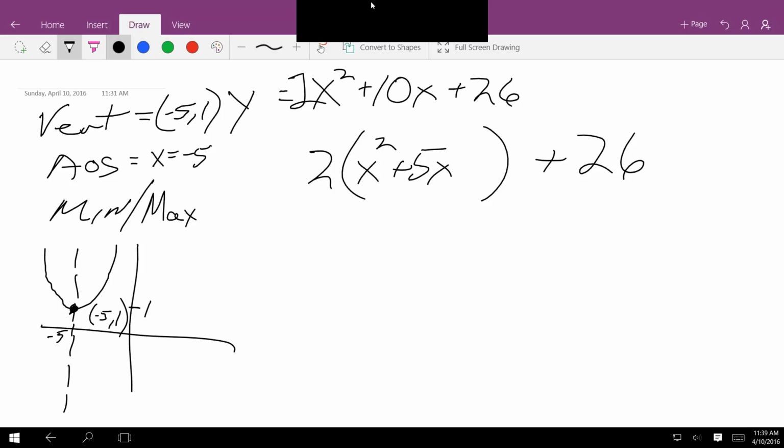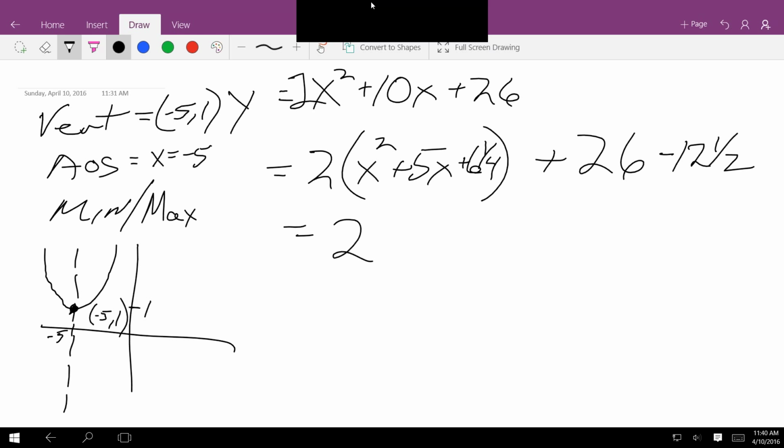Well, now I take half of 5. Now that's 2.5 squared is 6 1/4. Now how much did I add to the right side of the equation when I wrote that 6 1/4 in there? I added 12.5 because it's being multiplied by this 2. Oh, yeah. So I have to subtract 12.5 to balance it. So when you're completing the square where you had to factor something out, it makes it a lot more complicated and easier to make a mistake.